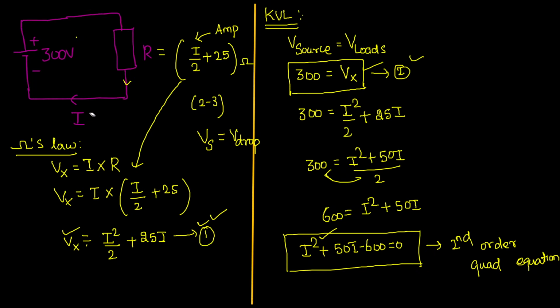Now observe the circuit, how the direction of the current is given. The direction of the current is clearly given in this way. Tell me whether it is correct or not. Yes sir. Why? The given circuit has only one independent source, and that independent source value is 300 volts.